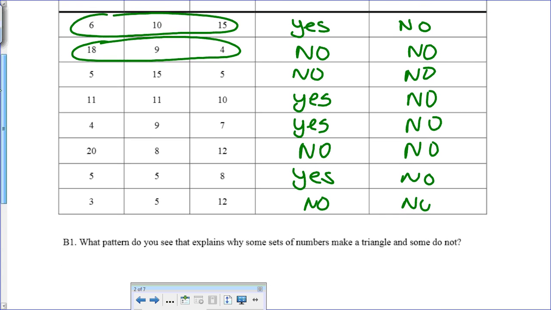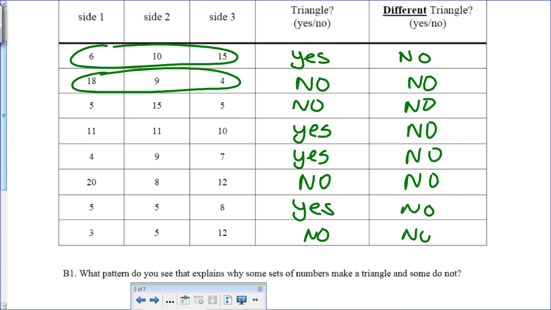So watch. What's our longest side in the first one? 15, right? So is 6 plus 10 bigger than 15? Yeah, it's 16. That was a yes, right? Look at the next one. The longest side here is 18, right? Is 9 plus 4 bigger than 18? No, that was a no. Let's try with the next one. Here's our biggest side, right? Is 5 plus 5 bigger than 15? Nope. What about this yes? What's our biggest side? 11. So is 11 plus 10 bigger than 11? Yep. What about this one? Here's our longest side, right? 4 plus 7 bigger than 9?